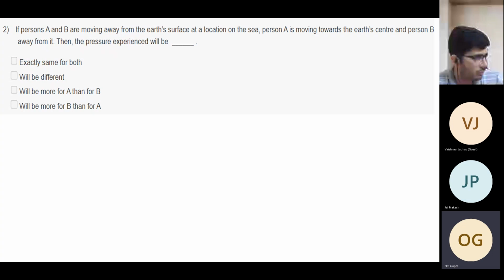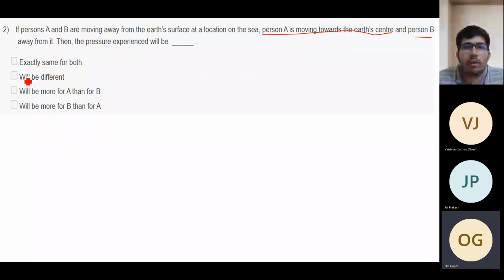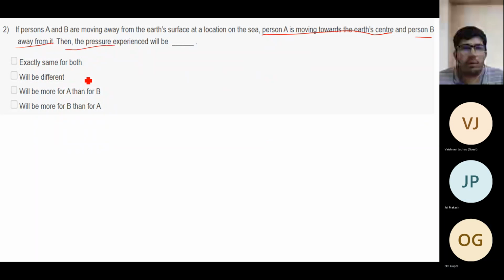I think it is option A. It's always the same pressure, 1 atmosphere, exactly the same for both. I just say please read the question carefully. The question is, if persons A and B are moving away from Earth's surface at a location on the sea. The point to stress is that person A is moving towards the Earth's center and B is away from it. So option A is not correct. So then the pressure experienced will be. Read the question carefully.